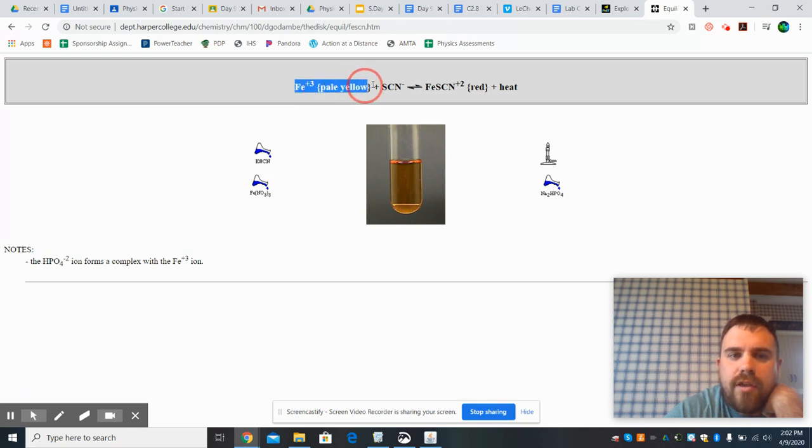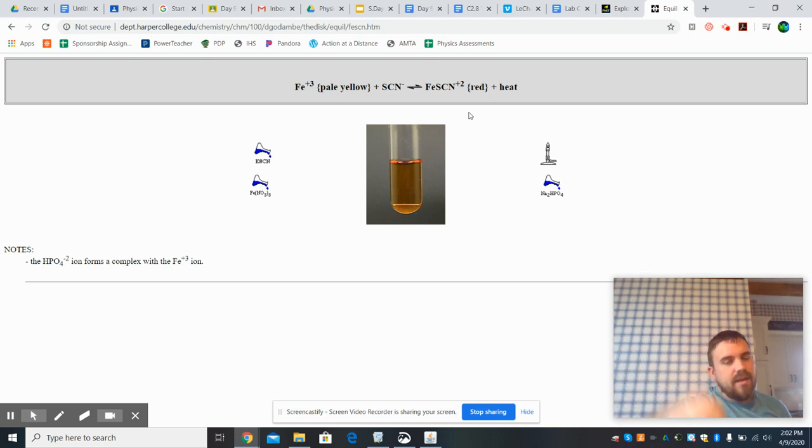So this is Fe with a positive 3 charge in solution reacting with what's called the thiocyanate ion, and it forms this really complex FeSCN2+ ion, and it's an equilibrium system. One thing to know about this reaction is that it is exothermic, because it has plus heat over here. The other thing you may be wondering is, I've never seen this thing in my life before. What on earth is it?